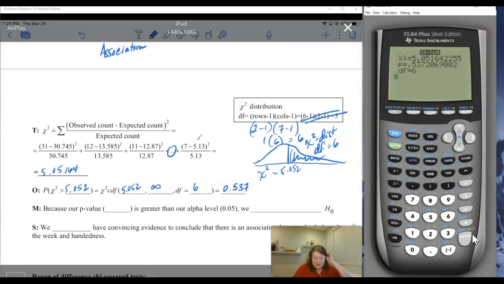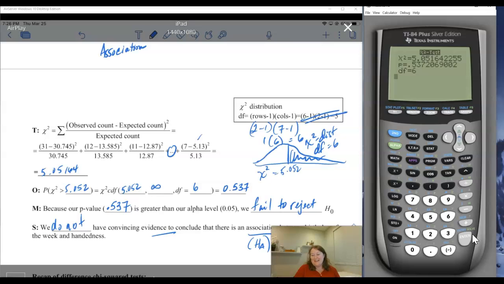5.37, okay, cool. Okay, so because our p-value was 0.537, which is more than any reasonable alpha level, we would fail to reject H0, which means we do not have convincing evidence to conclude that there is an association. Remember, this was our HA. So we don't have proof that there's an association.